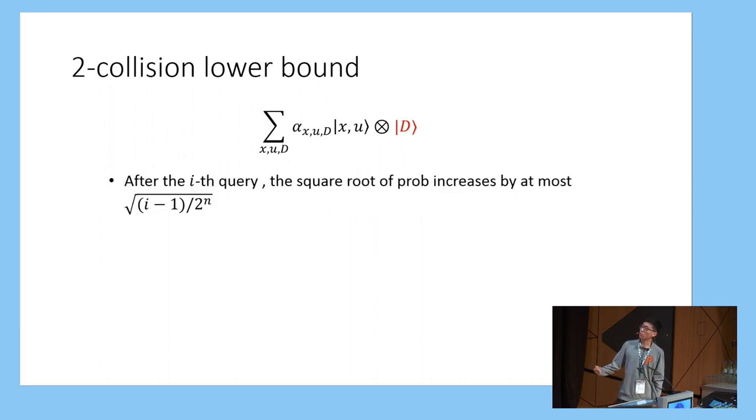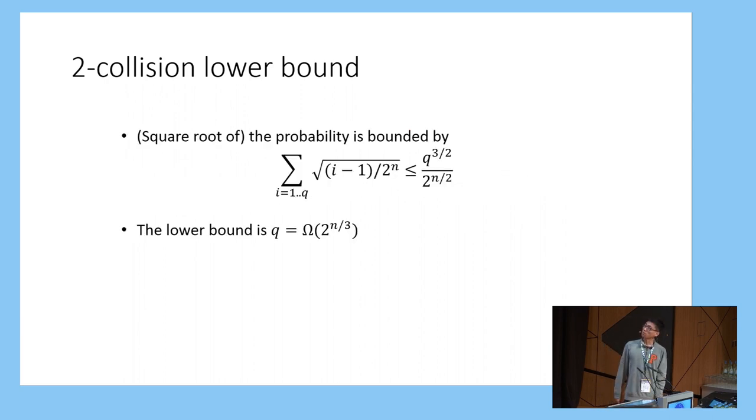So after the ith query, the square root of the probability only increases by the square root of (i minus 1) divided by 2 to the n. So the total square root of the probability is bounded by this formula. And by solving the formula, it gives us the right lower bound for the two-collision finding problem.